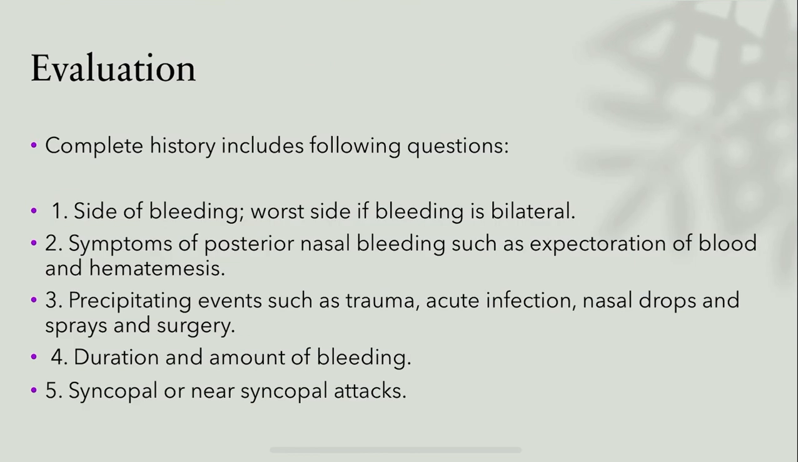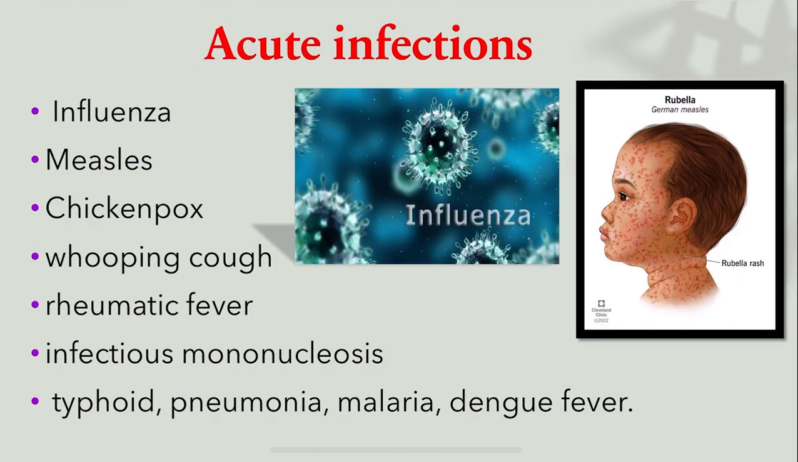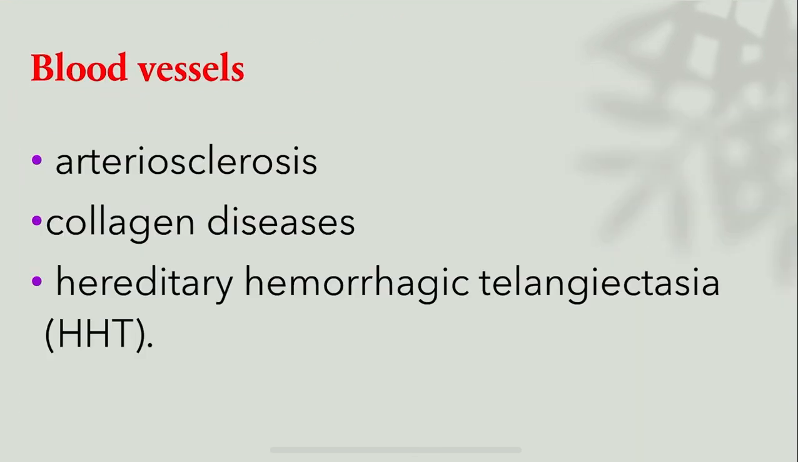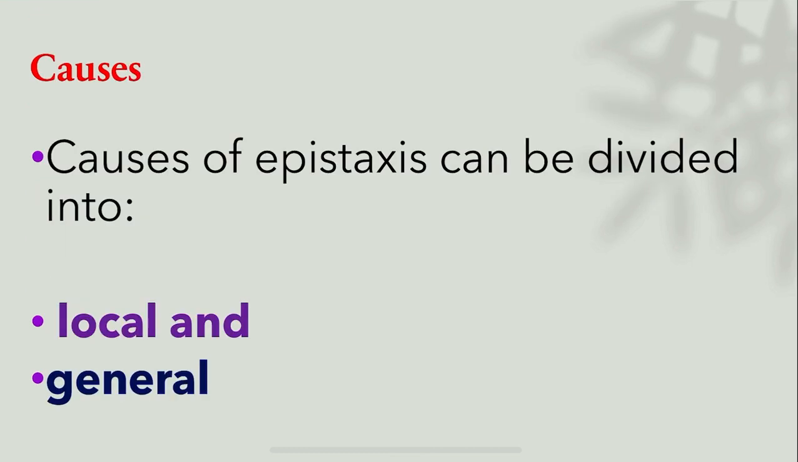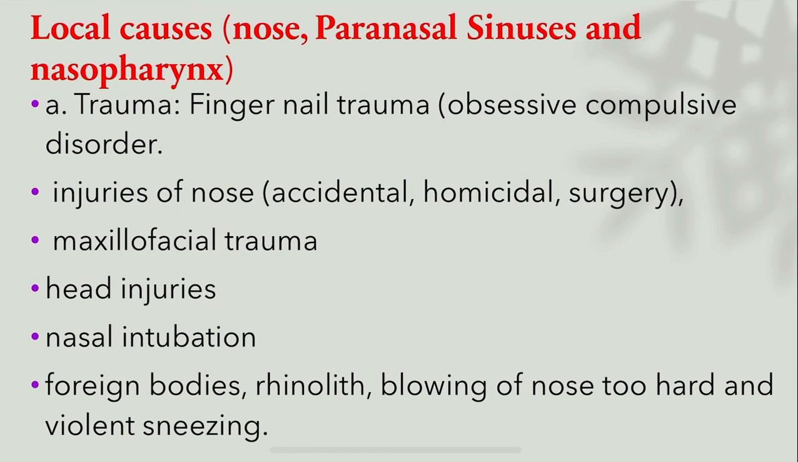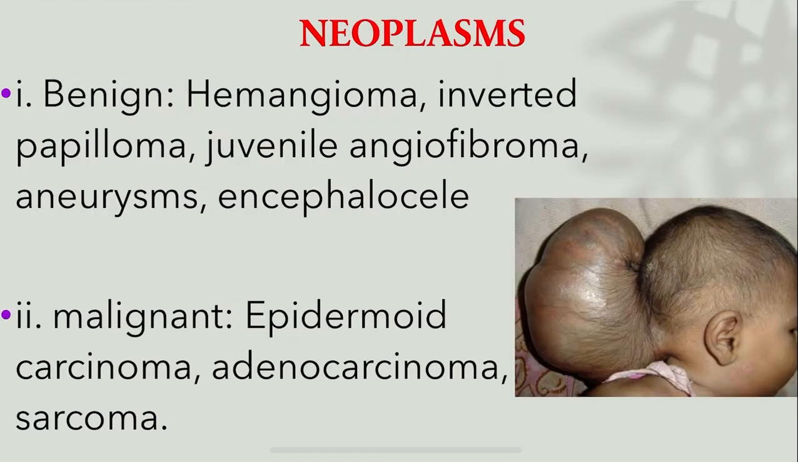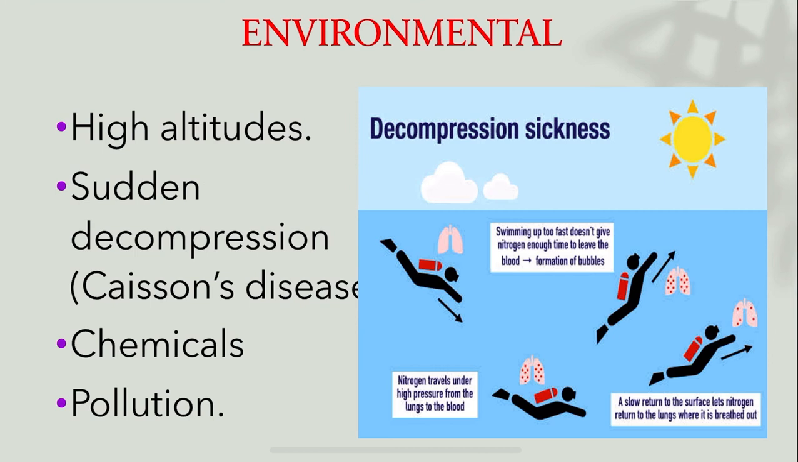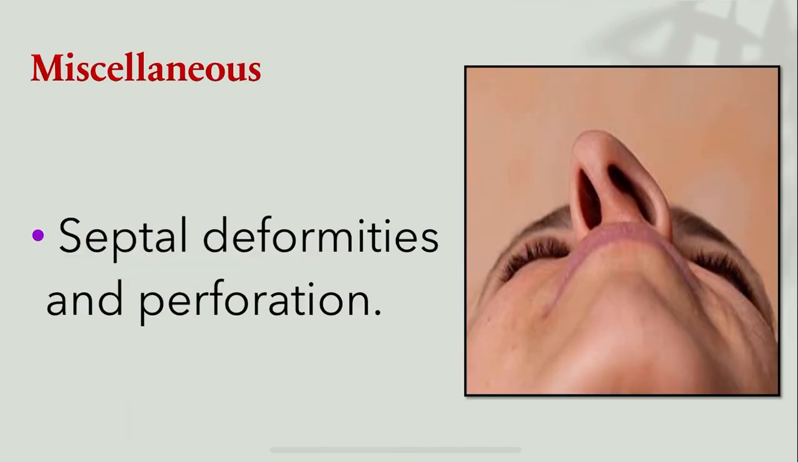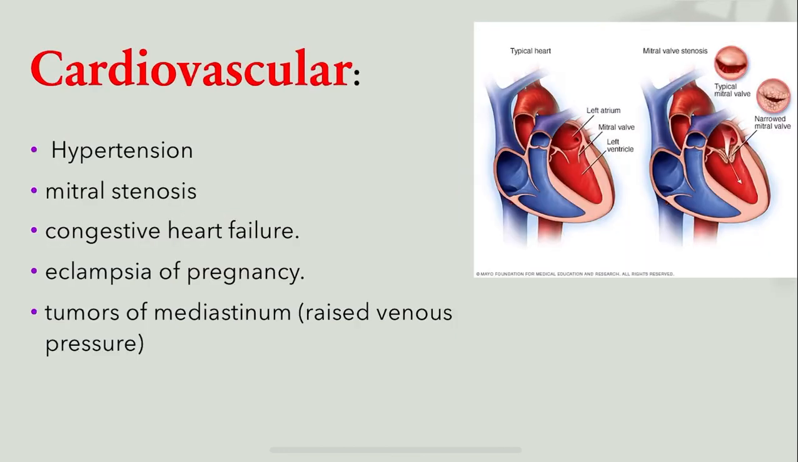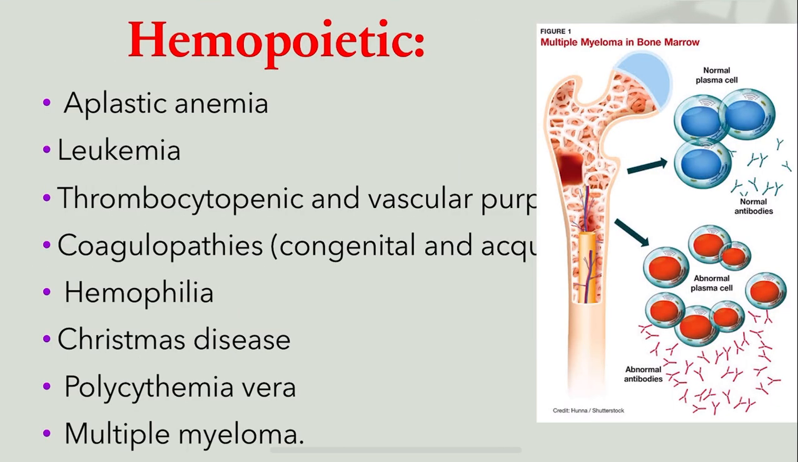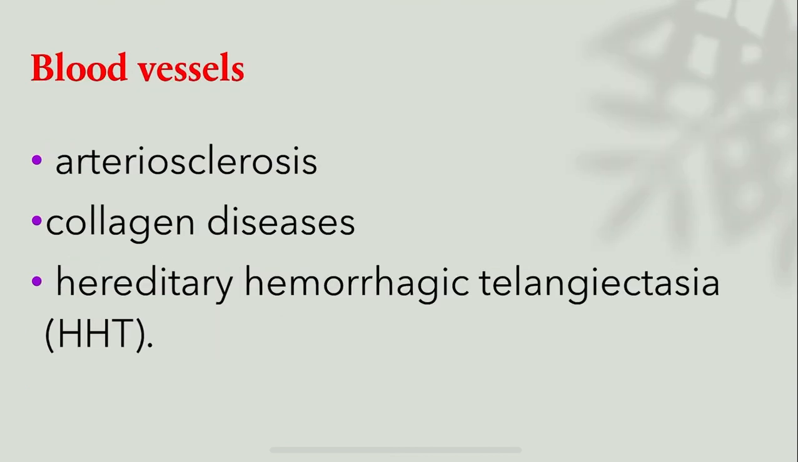Okay, so with this we come to an end of the causes of epistaxis. I hope it's clear. We can just do a quick revision of the causes we saw: local and general. Local was trauma, injury, and then intubation, foreign body. We saw the various types of infections of the nasal cavity and the sinuses. The neoplasms, benign and malignant. Environmental causes, and then drugs, miscellaneous, the septal deformities, cardiovascular, which we dealt with in detail, hemopoietic disorders, nutritional effects, blood vessels.